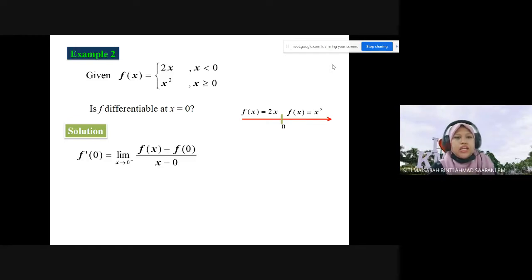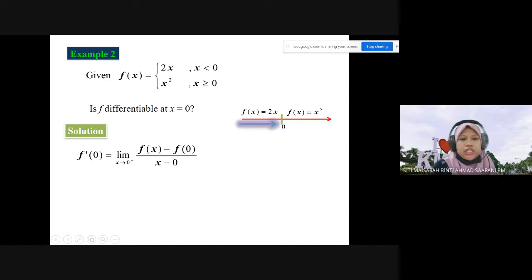So jadi kat sini, kalau kita nak cari f prime 0 from left, ni left limit x approach 0 from left, f(x) tu kena substitute yang left. Dalam kes ni yang left adalah 2x. So jadi we substitute f(x) by 2x and then f(0), awak kena tengok dekat function yang mana satu ada equal. So yang ada equal adalah x square. Betul tak? So jadi f(0) dia akan jadi 0 square. Bawah ni x minus 0 lah.